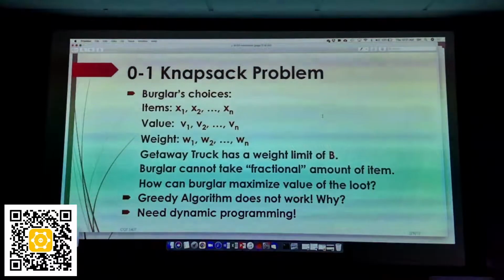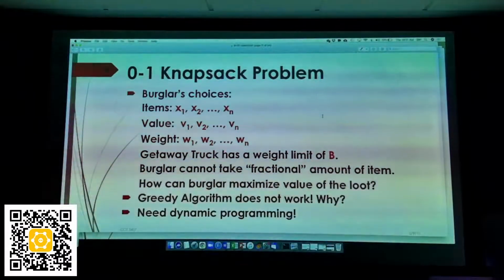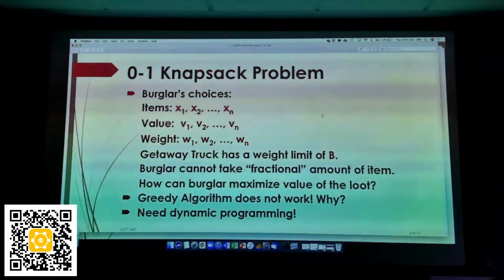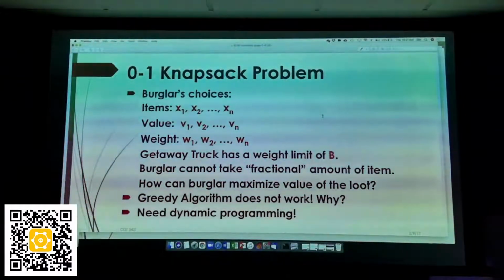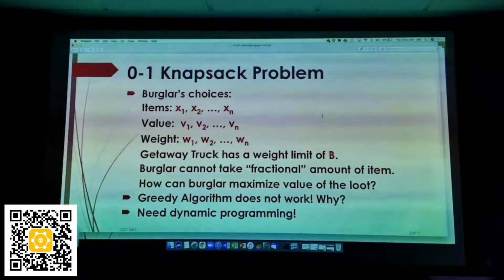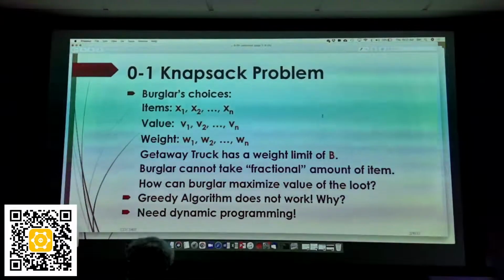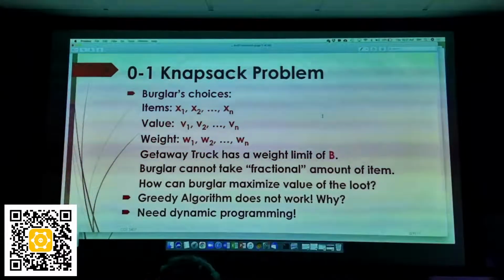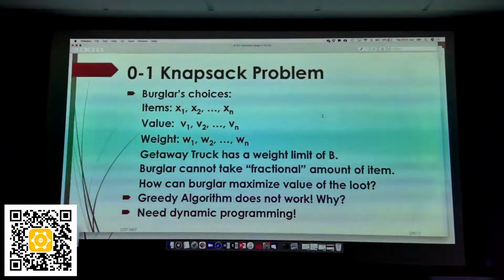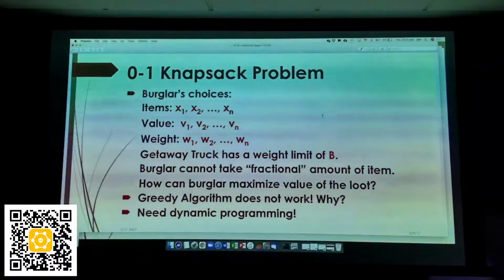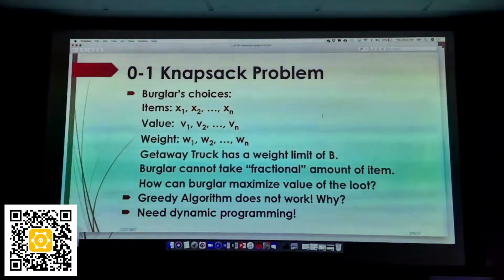So we do have n items. Each of those has a value, each of those has a weight, but there's a weight limit of B, and the burglar is still interested in maximizing the loot. So the first thing you need to notice here is that the greedy algorithm doesn't work. Why is that? Well, if you were to do value per weight, then it may not work. Why is that?